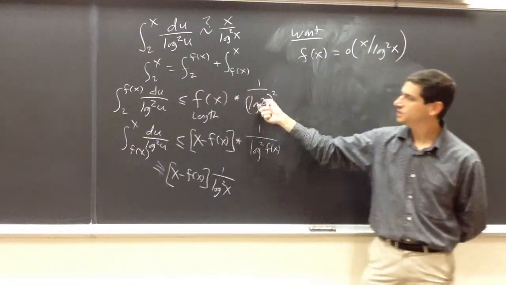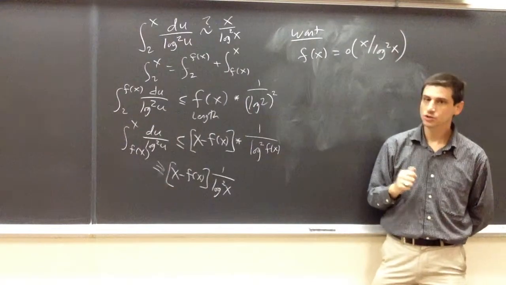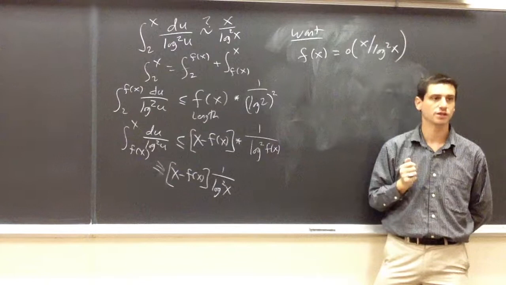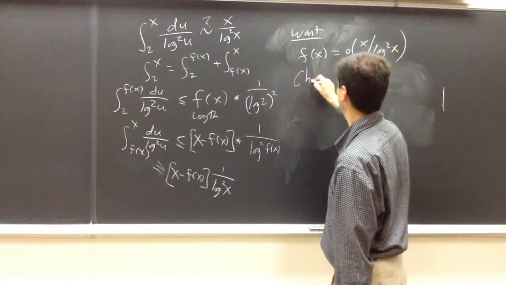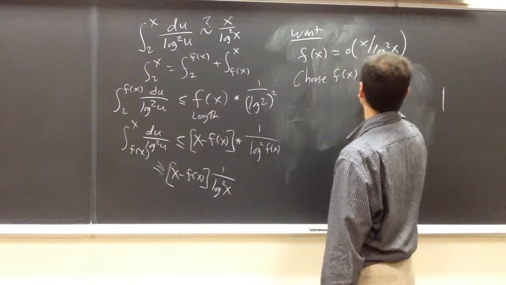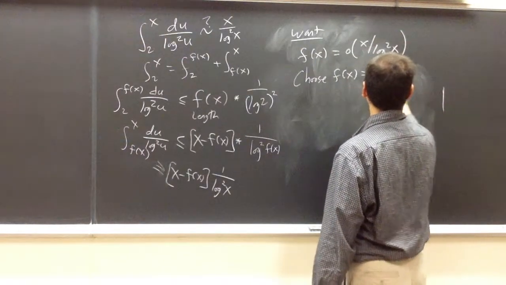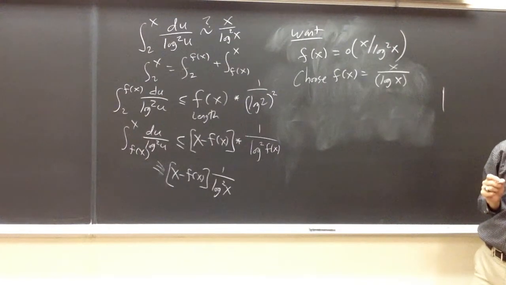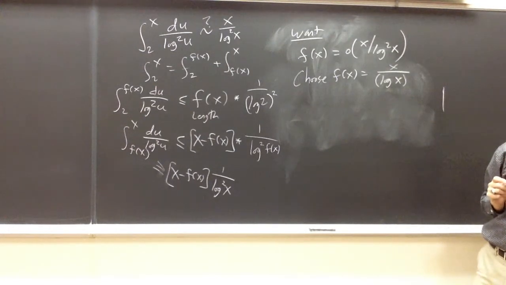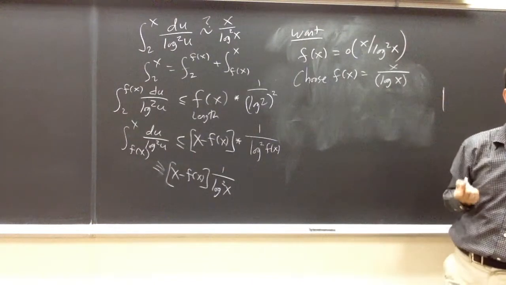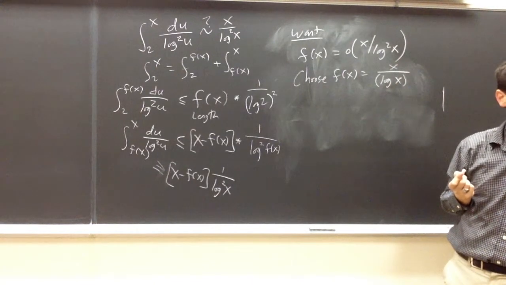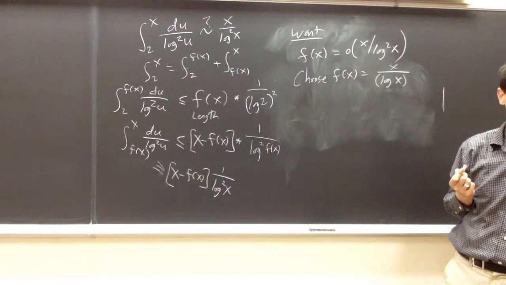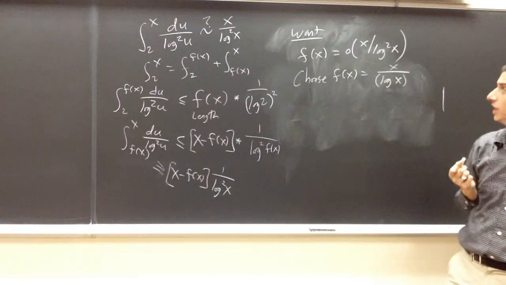So looking at this now, this term over here will be insignificant. So let's say we choose f of x to be a little bit smaller than this. Let's just say for definiteness, we choose f of x equals x over log of x. What should I choose? I need a choice. I want f of x to be smaller than this. Give me a choice. This isn't hard. Give me a function that's smaller than this. OK.